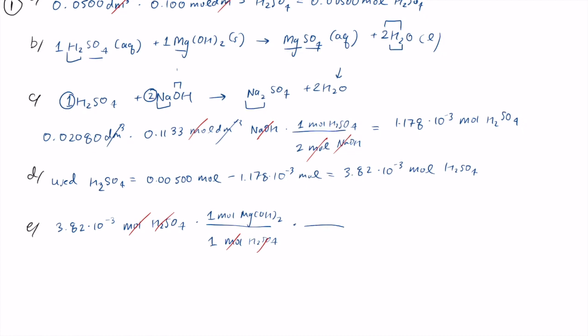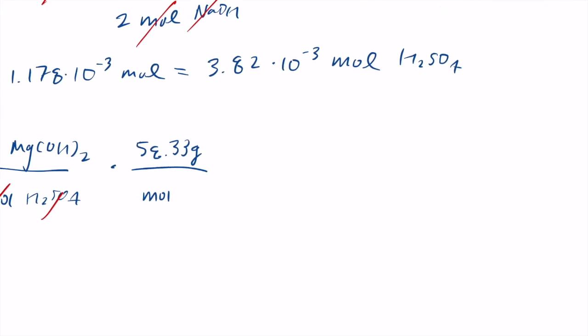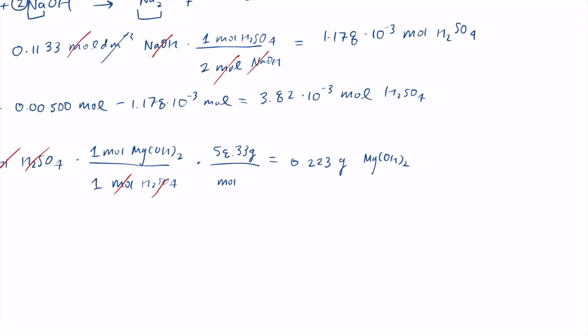We want to determine the mass. So we now need to use our relative molecular mass, which if you calculate for MgOH, or magnesium hydroxide, is 58.33, because you add Mg plus 2 oxygens plus 2 hydrogens. And your answer should be 0.223 grams of MgOH. Okay? So that's E for you.